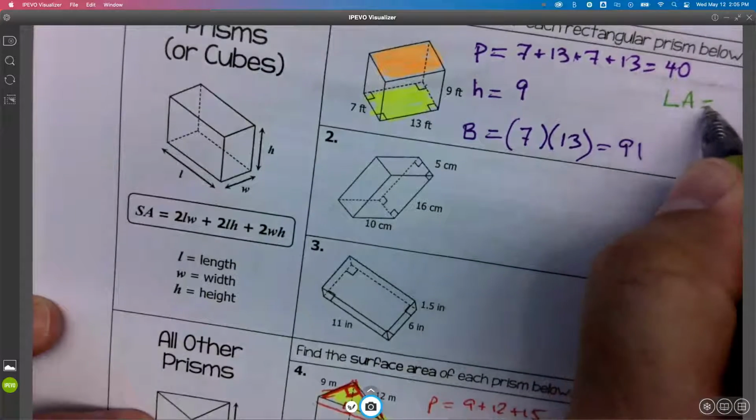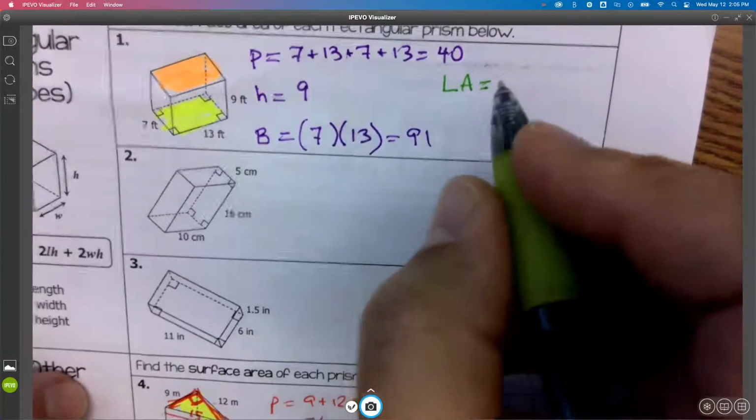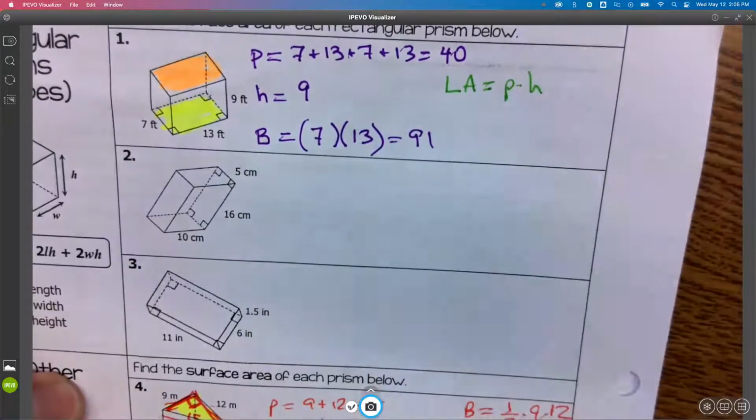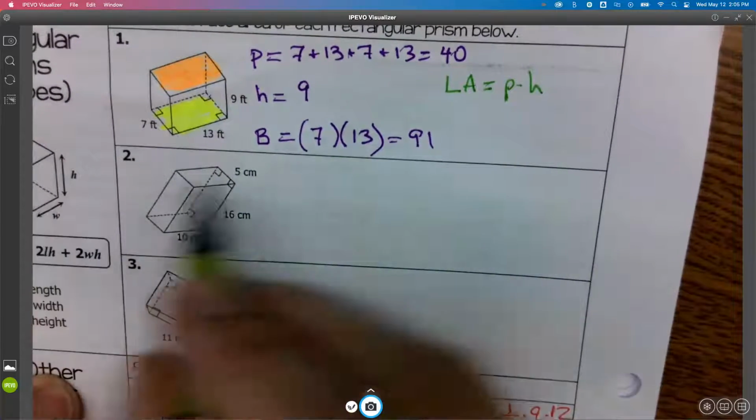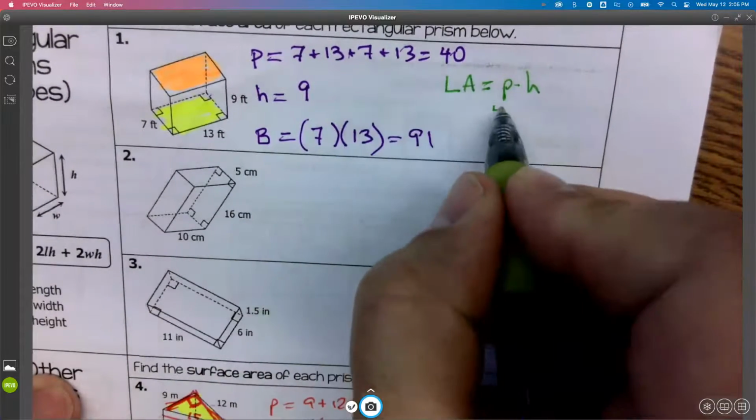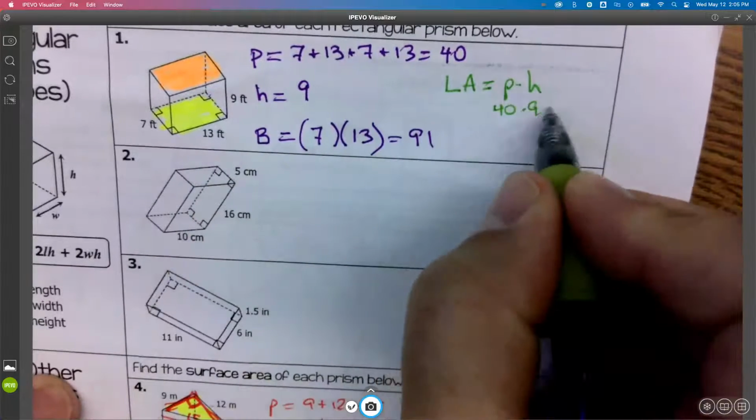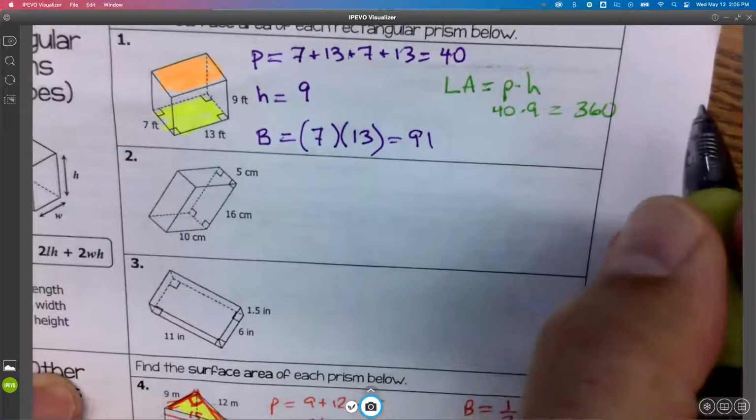Lateral area is P times H. It says that down on the bottom here. We've already established that P is 40 and H is 9. So this would be 360.